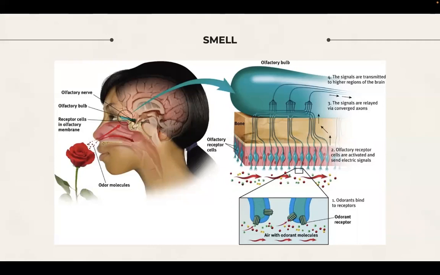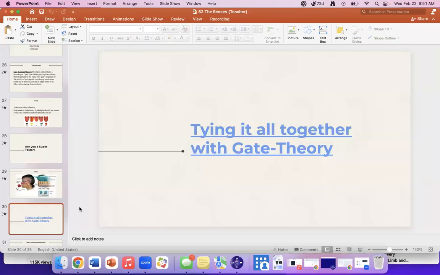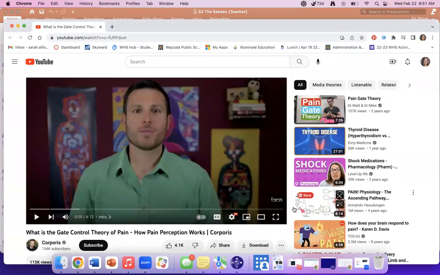Kind of interesting. So we have touch and pain, taste, olfaction or smell. And we're going to tie it all together with this video before just briefly looking at the difference between kinesthesia and vestibular sense. So watch this, jot down any clarification that you need on that gate theory or these other senses. And then we will finish up our lecture very briefly when he's done.